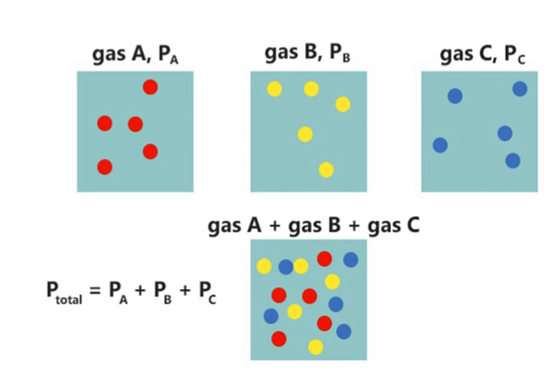V_x is the partial volume of any individual gas component x. V_tot is the total volume of the gas mixture. P_x is the partial pressure of gas x. P_tot is the total pressure of the gas mixture. N_x is the amount of substance of gas x. N_tot is the total amount of substance in the gas mixture.